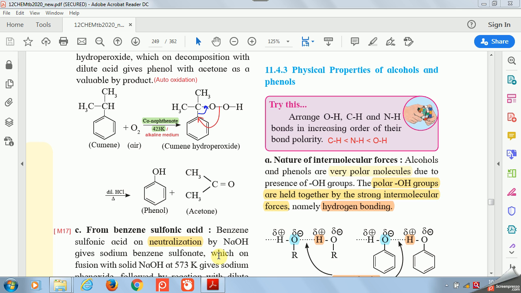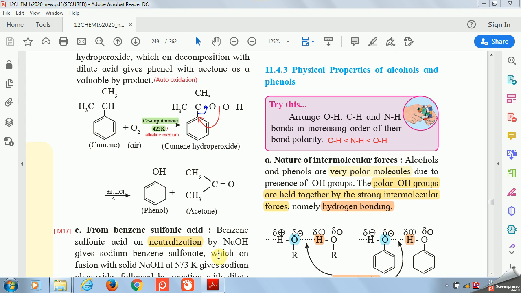Can you try this? Arrange OH, CH and NH bonds in increasing order of their bond polarity. So first of all, what is meant by bond polarity? It depends on the electronegativity difference. If larger is the electronegativity difference, the bond is polar. If the electronegativity difference is zero, the bond is non-polar.